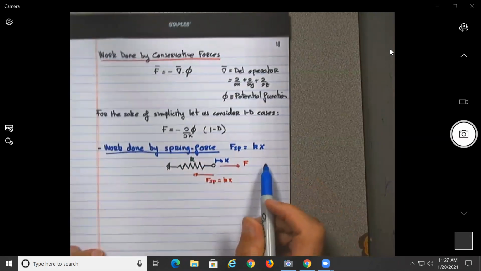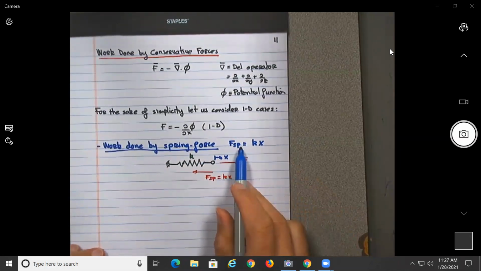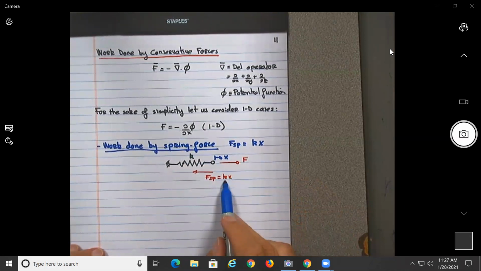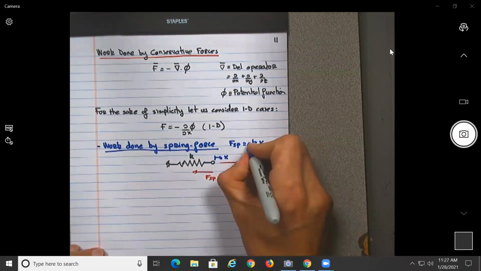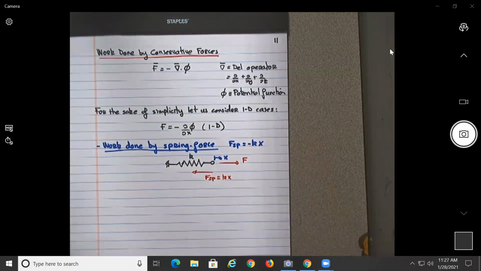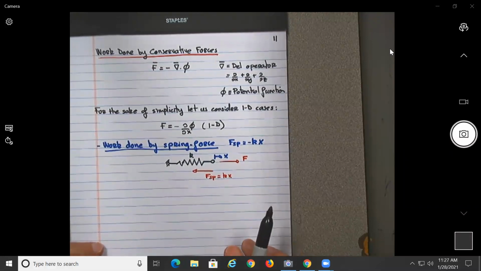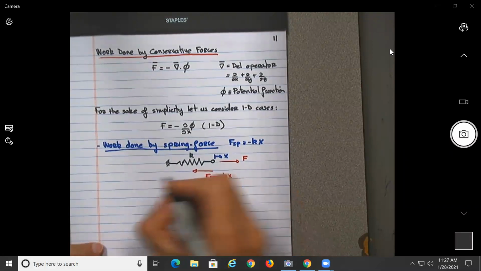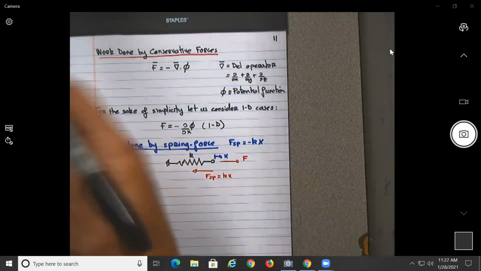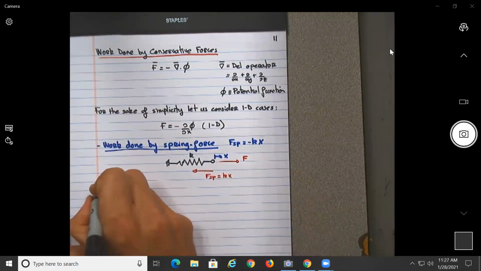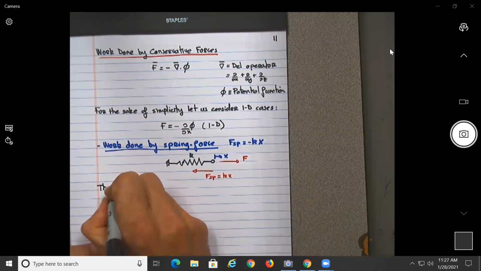So if I really want to be detailed, what should really be F of spring? Magnitude kx, but it's in the negative direction, so it should be equal to minus kx, no? All right? So now, okay, so now let's say the potential energy, instead of doing the derivation, I give it to you.